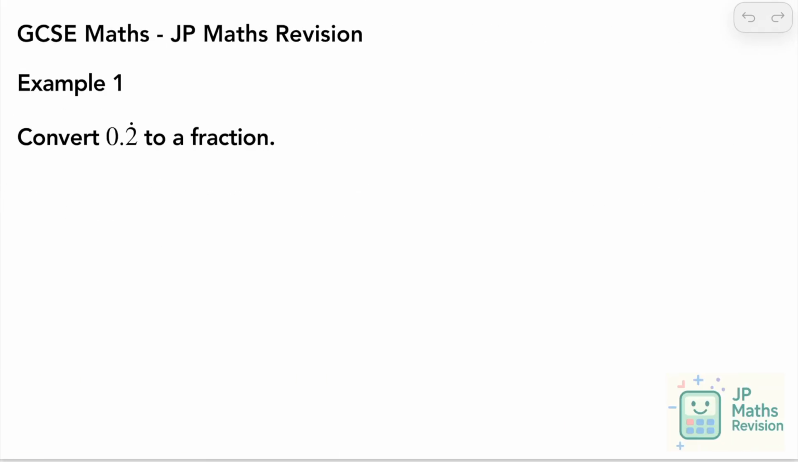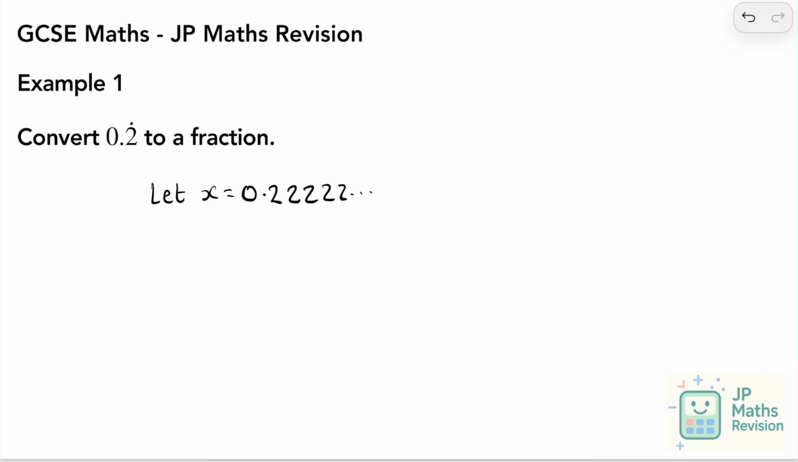So here's an example. We need to convert 0.2 recurring to a fraction. What we first do is define 0.2 recurring to be some value x. So we say let x equal 0.2 recurring. 0.2 recurring basically means 0.222222, and so on to infinity. I'm going to put a bunch of 2's here to show that it's 0.2 recurring.